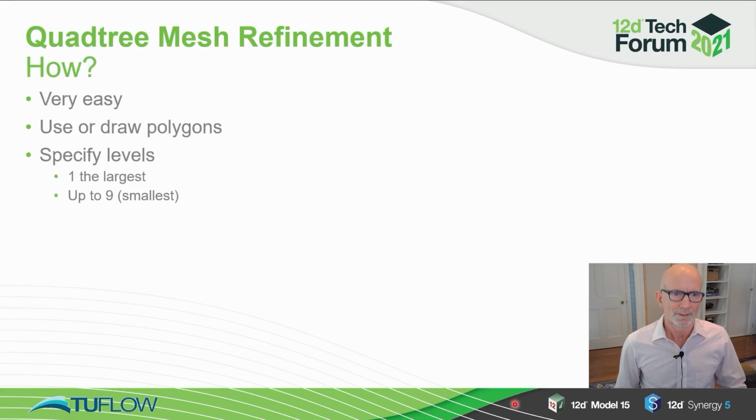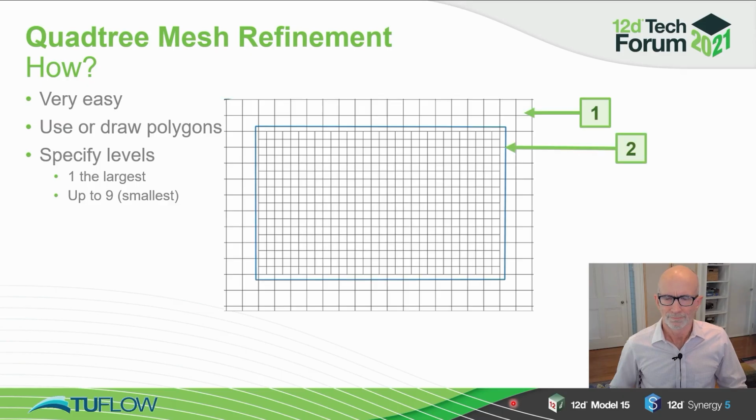The beauty about Quadtree is that it's very, very easy to set up. It's just simply a matter of using existing polygons like a road layer or drawing polygons. And you give each polygon a level of resolution, if you like. In TUFLOW world, 1 is the largest, and at the moment we can go up to 9 levels. We can go higher, but that means we have to switch to a double precision way of approaching the numbers. And we've yet to find anyone who's gone that high. So that's a huge change if you go to 9.